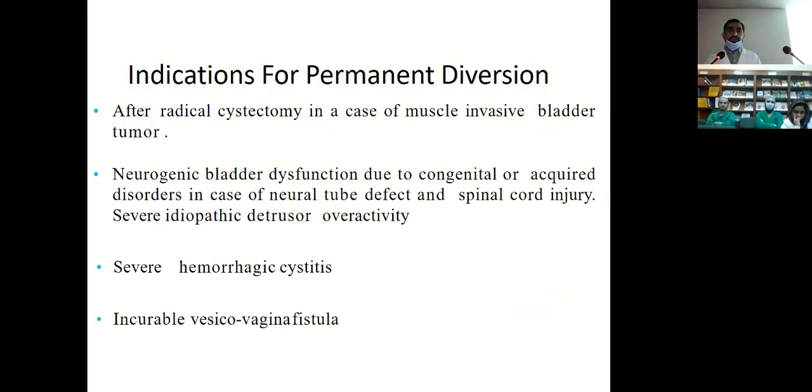Indications for permanent diversion: after radical cystectomy in the case of muscle invasive bladder tumor, or neurogenic bladder dysfunction due to congenital or acquired disorder, in the case of neural tube defect, spinal cord injury, severe idiopathic detrusor overactivity, severe hemorrhagic cystitis, and incurable vesico-vaginal fistula.